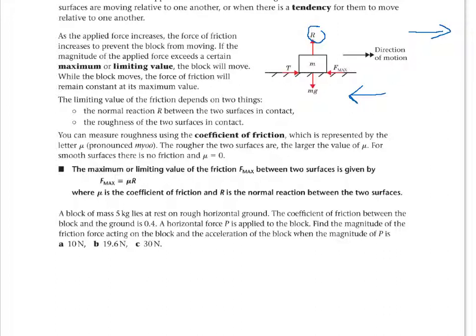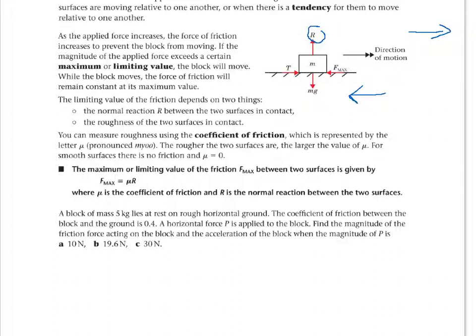Now, to calculate how big the friction is, and to calculate the friction maximum, we use this equation. The maximum or limiting value of the friction between two surfaces is given by friction max is equal to mu times the normal reaction, where mu is the coefficient of friction and R is the normal reaction between the two surfaces. So, let's have a look at an example using friction.